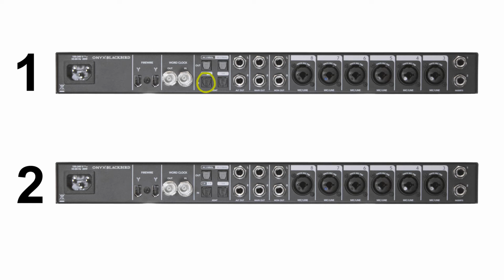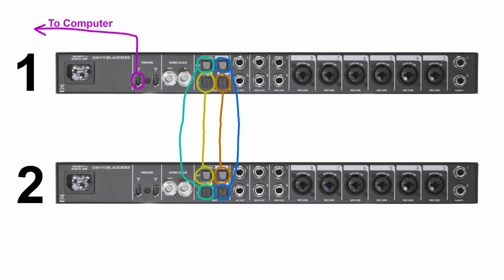Unit 1's first ADAT In goes to Unit 2's first ADAT Out, labeled 1 through 4. Then Unit 1's second ADAT In goes to Unit 2's second ADAT Out, labeled 5 through 8. Okay, now connect Unit 1's first ADAT Out to Unit 2's first ADAT In, and then connect Unit 1's second ADAT Out to Unit 2's second ADAT In. And then finally, connect Unit 1's FireWire to your computer.